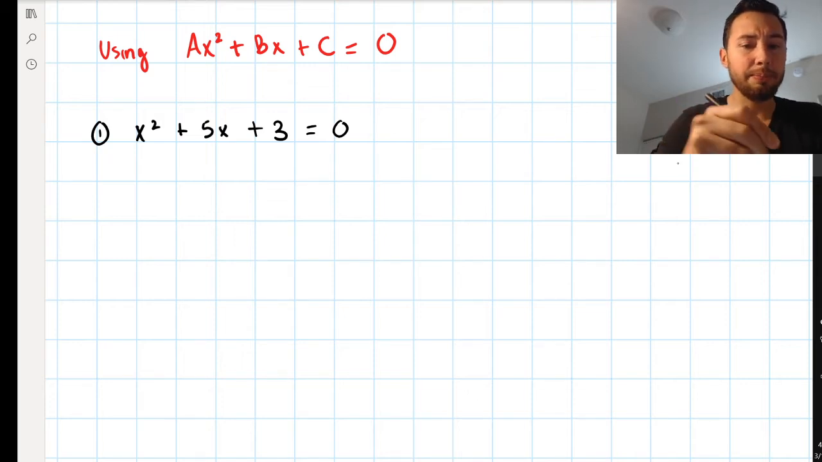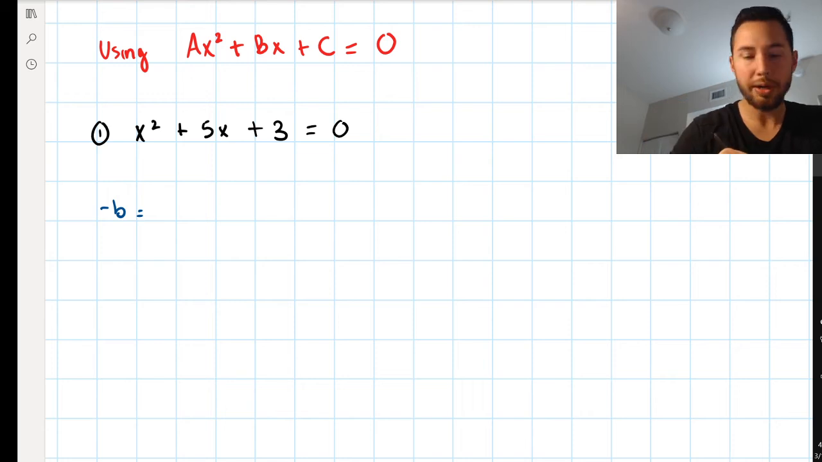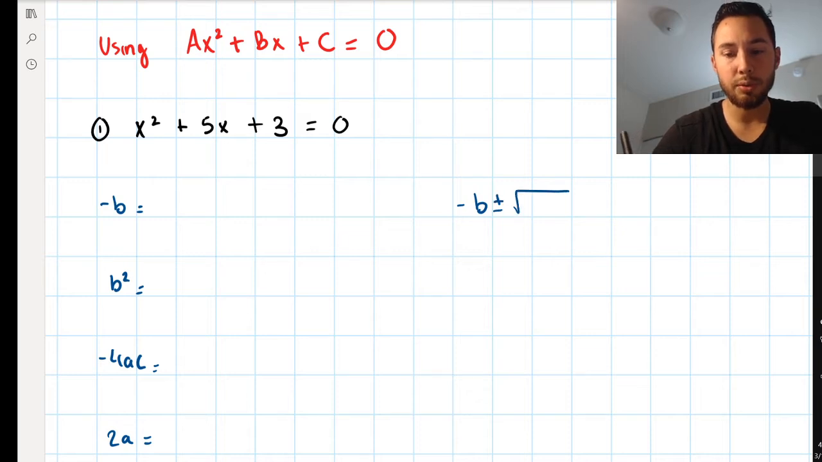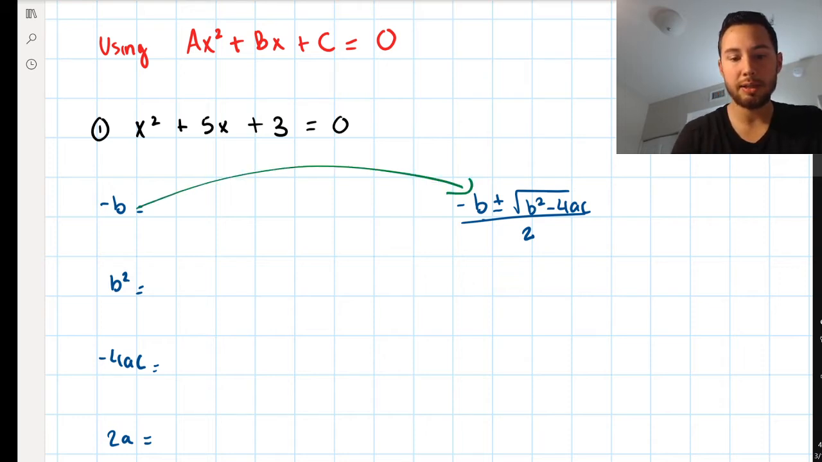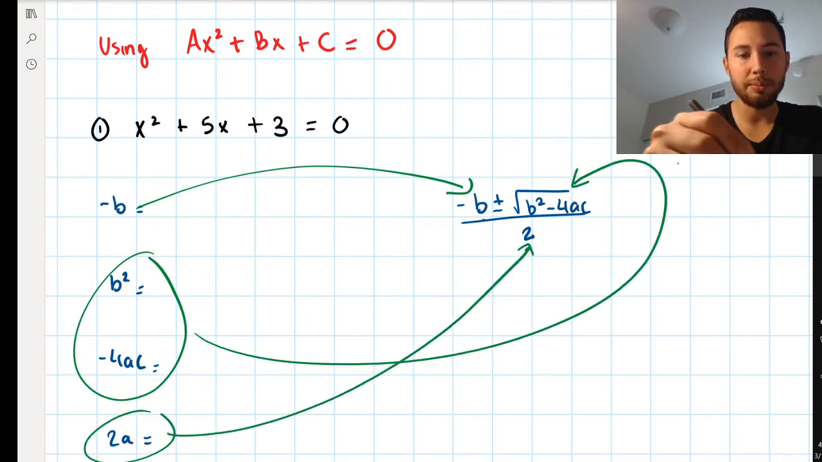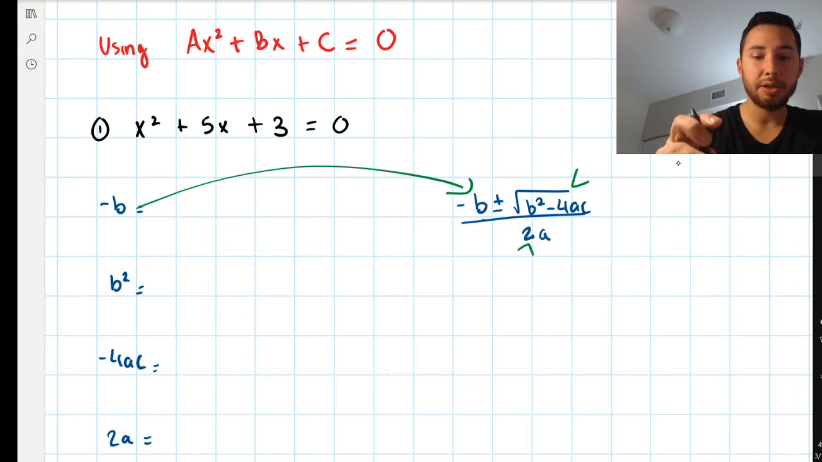Now, I like to list my parts. I'm going to be looking for negative b. I'm going to be looking for b squared. I'm going to be looking for negative 4ac, and I'm going to be looking for 2a. Why those values? Well, if I look at my equation again, it looks like this: negative b plus or minus the square root of b squared minus 4ac over 2a. So this part right here is that. This part right here is the inside of the radical, and the 2a is the 2a at the bottom. Now, I'd like to split it up because this makes it a lot easier to see.